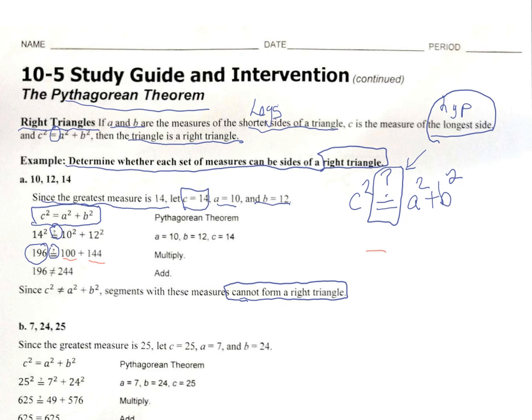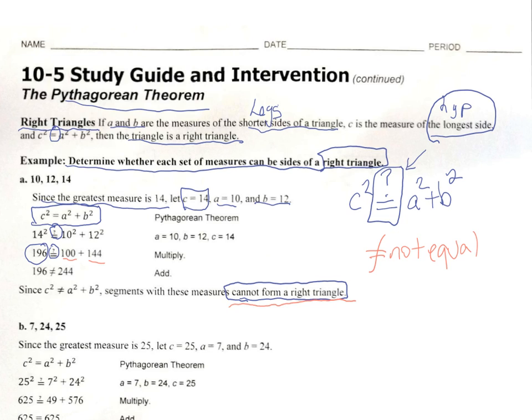And obviously, 196 does not equal 244. That's why we use the not equal symbol. That's what that is, an equal sign with a slash right through it. That means it's not equal, okay? So if it's not equal, then what we are learning from today's lesson is that it will not or cannot form a right triangle.